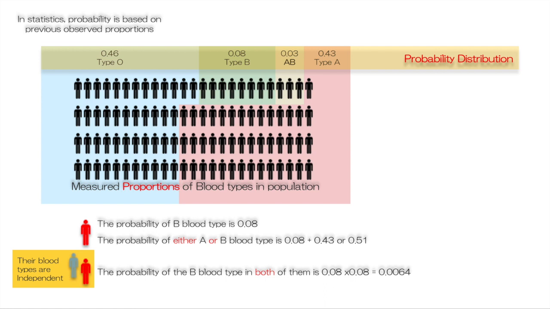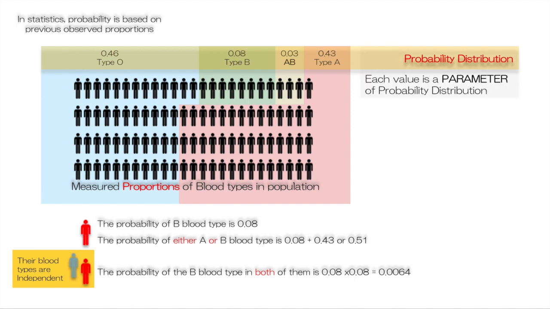In this case, 0.08 multiplied by 0.08 makes the probability as small as 0.0064. This is how we calculate different relations between the probabilities.